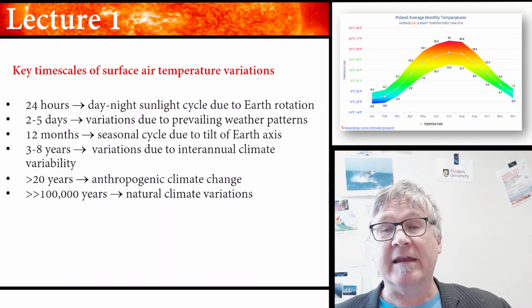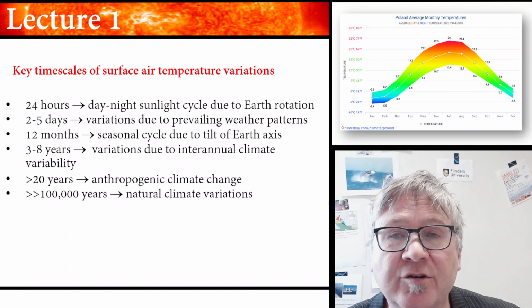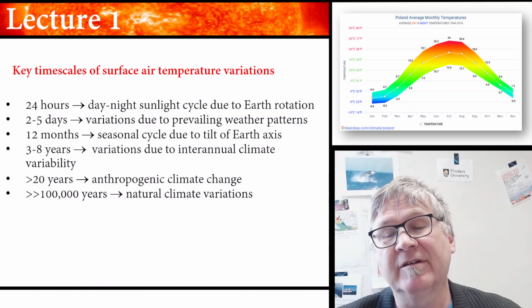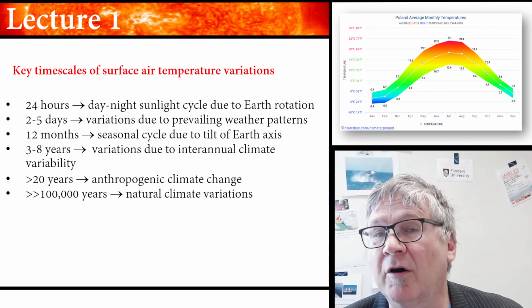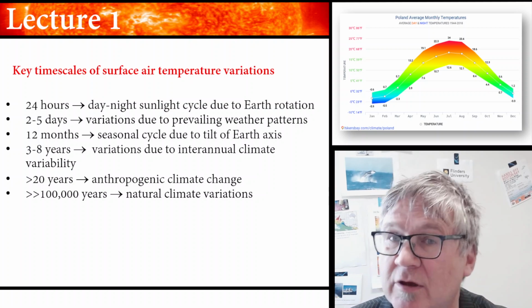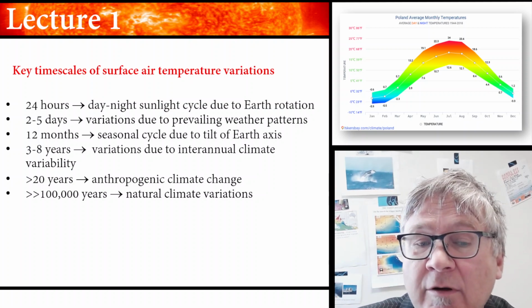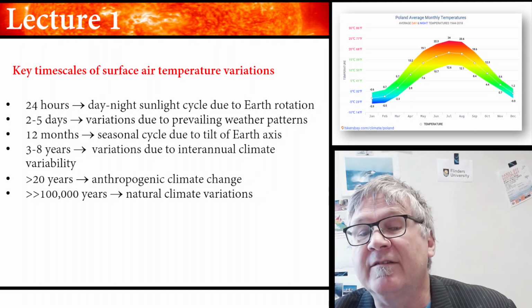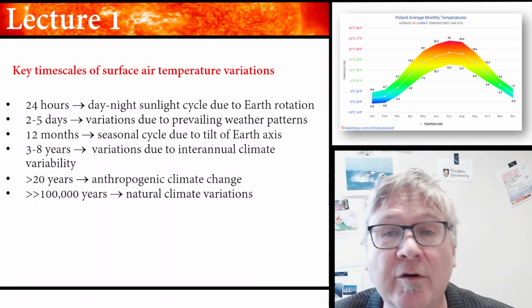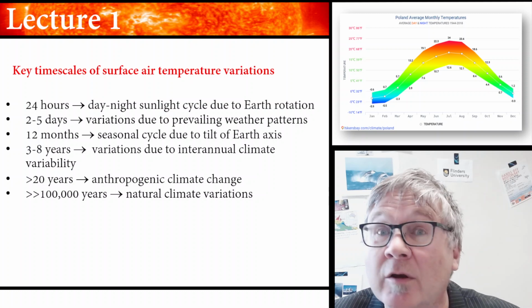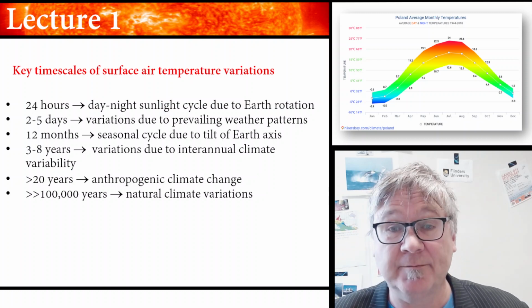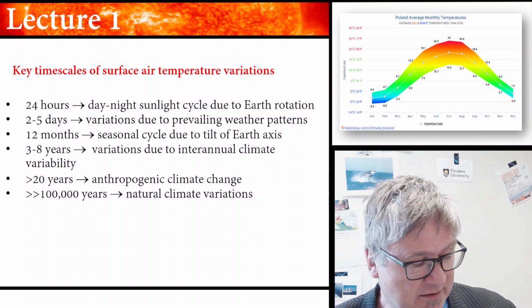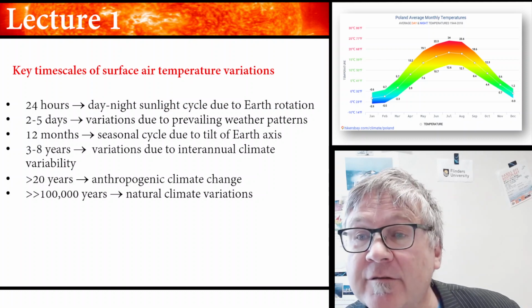Much shorter than natural climate variations like ice ages, like hothouse and icehouse climates. We will be talking about that later on. The natural time scale of these events exceeds 100,000 years, up to 1 million years. All right, so that's the end of the first part.